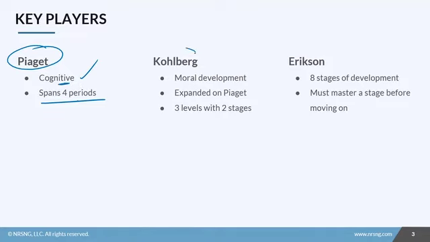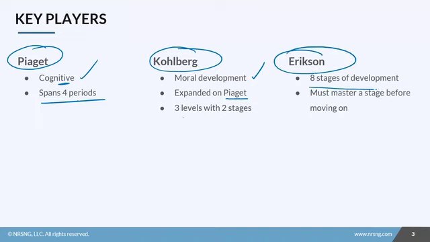Kohlberg is another one we're going to focus on. Kohlberg focused a lot of his research on moral development, and he piggybacked a lot on what Piaget did in all of his work. The way that Kohlberg is broken up is he's got 3 levels with 2 stages in each, and they really focus on that setup over development.